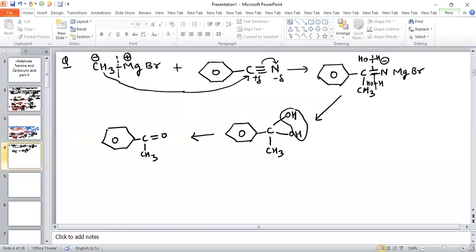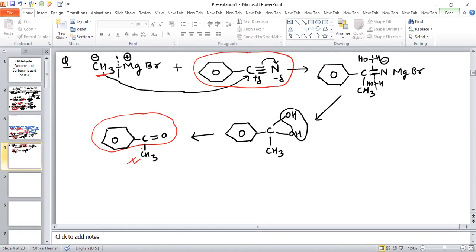So in this way you can prepare the product. Now you can easily identify again, this part, which is benzene containing a CN group, will oxidize into benzene containing C double bond O, and this CH3 will attack this carbon. Therefore this CH3 attacks this carbon. So this product is obtained.